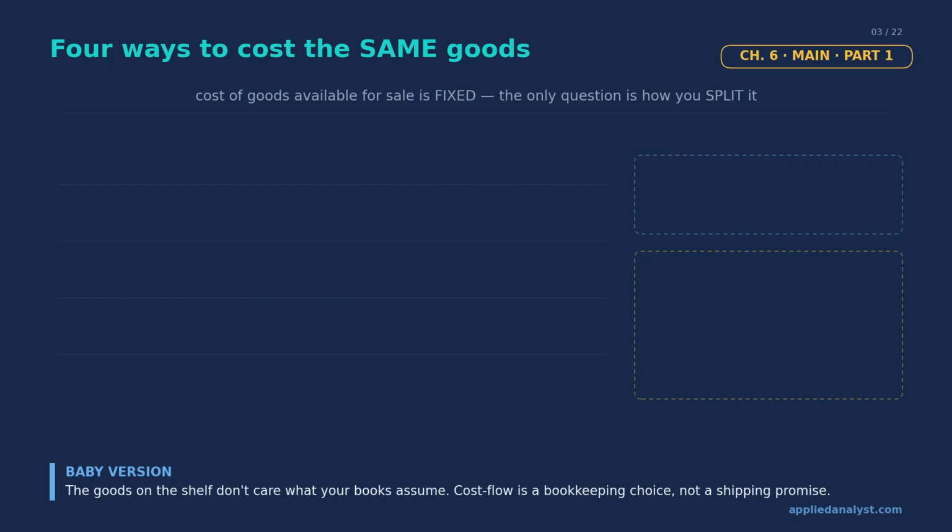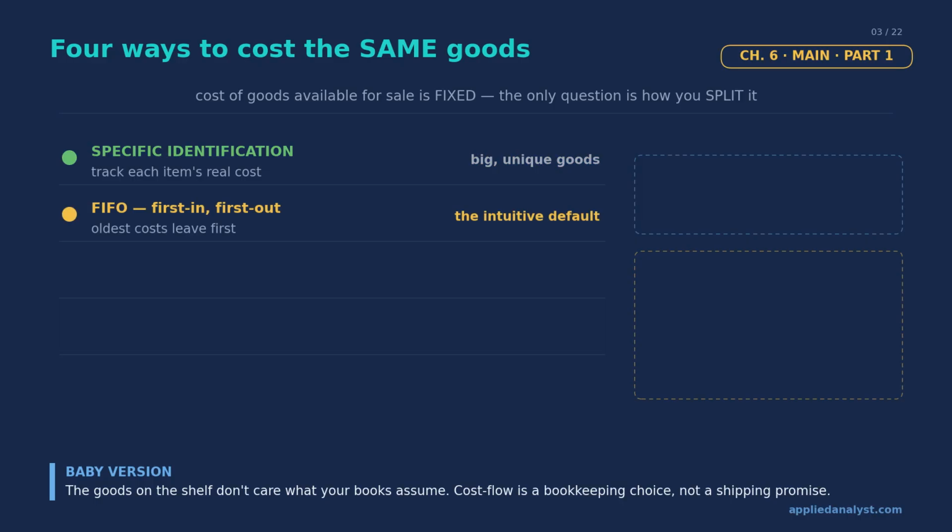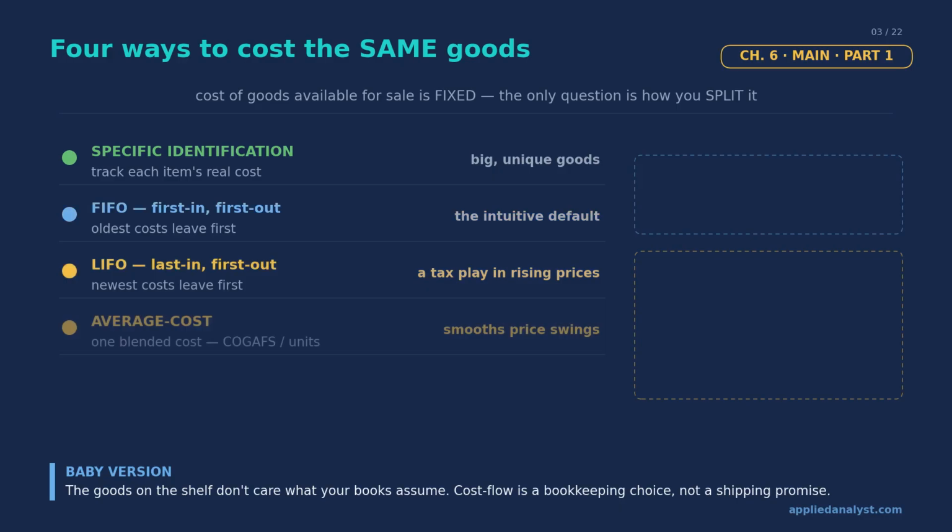Specific identification. Track each item's actual cost. Great for big, one-of-a-kind stuff. FIFO, first in, first out. Oldest costs leave first. The intuitive one your gut reaches for. LIFO, last in, first out. Newest costs leave first. That's a tax play when prices climb. And average cost, a blended price, goods available divided by units. It smooths out the bumps.